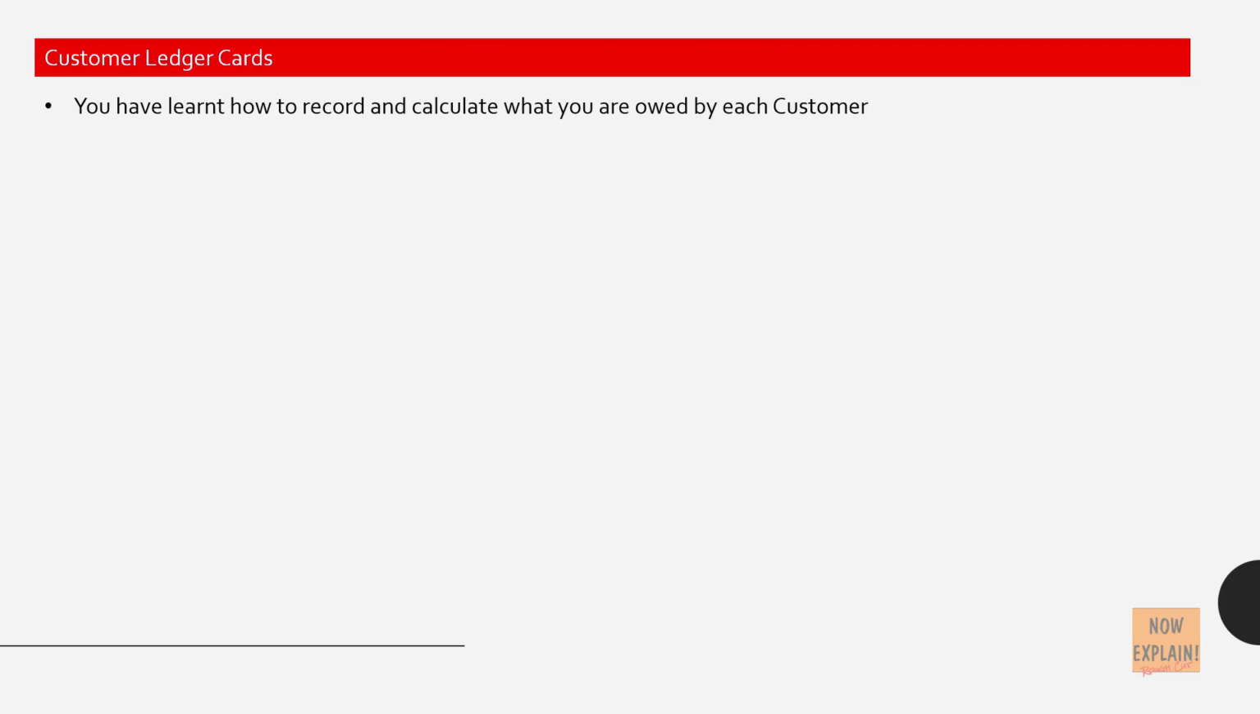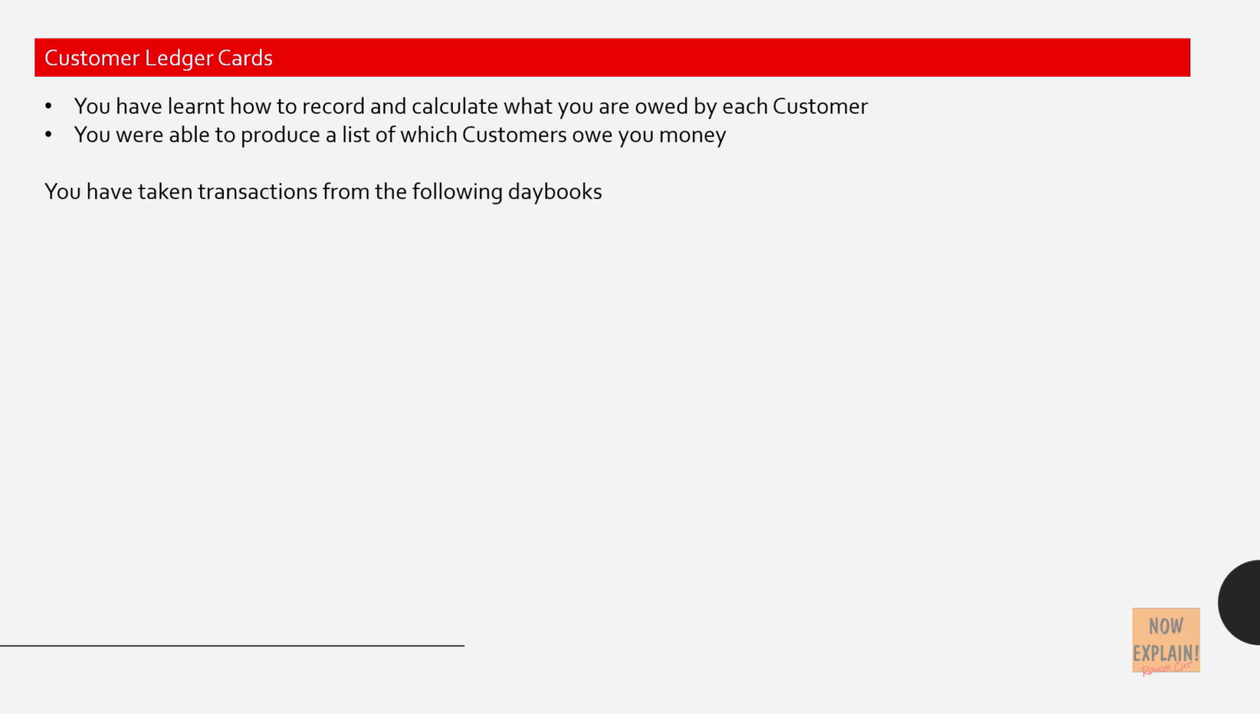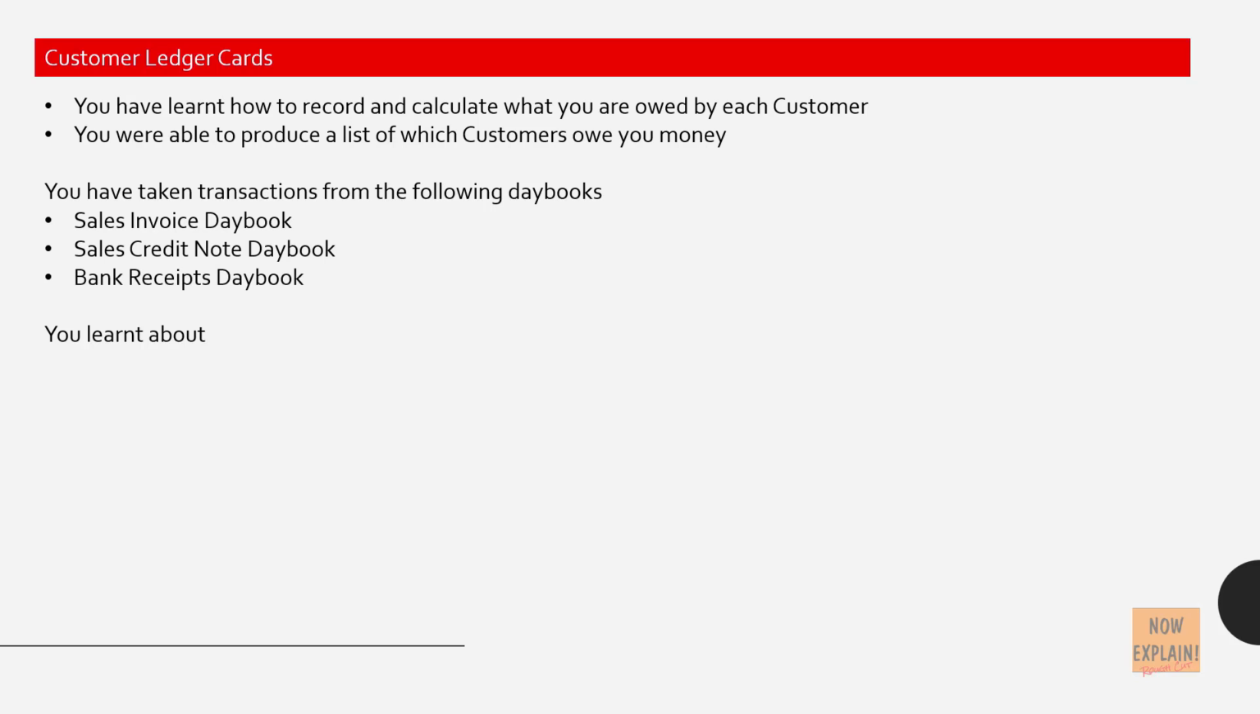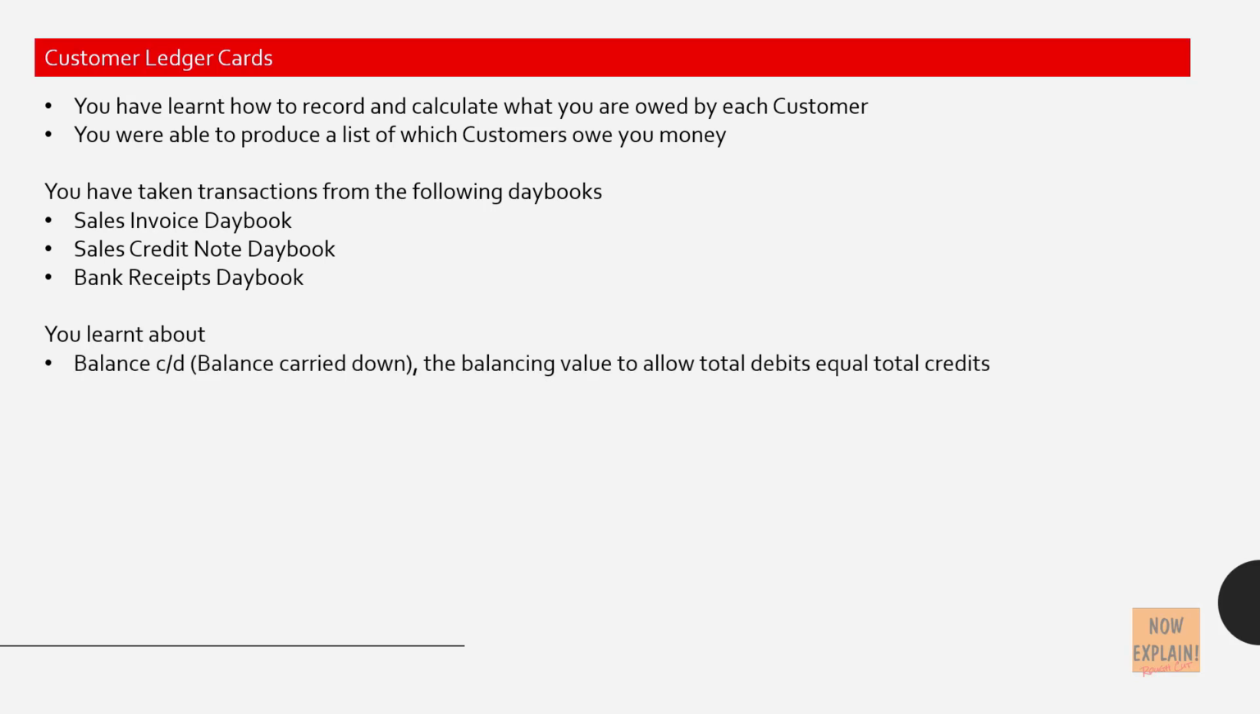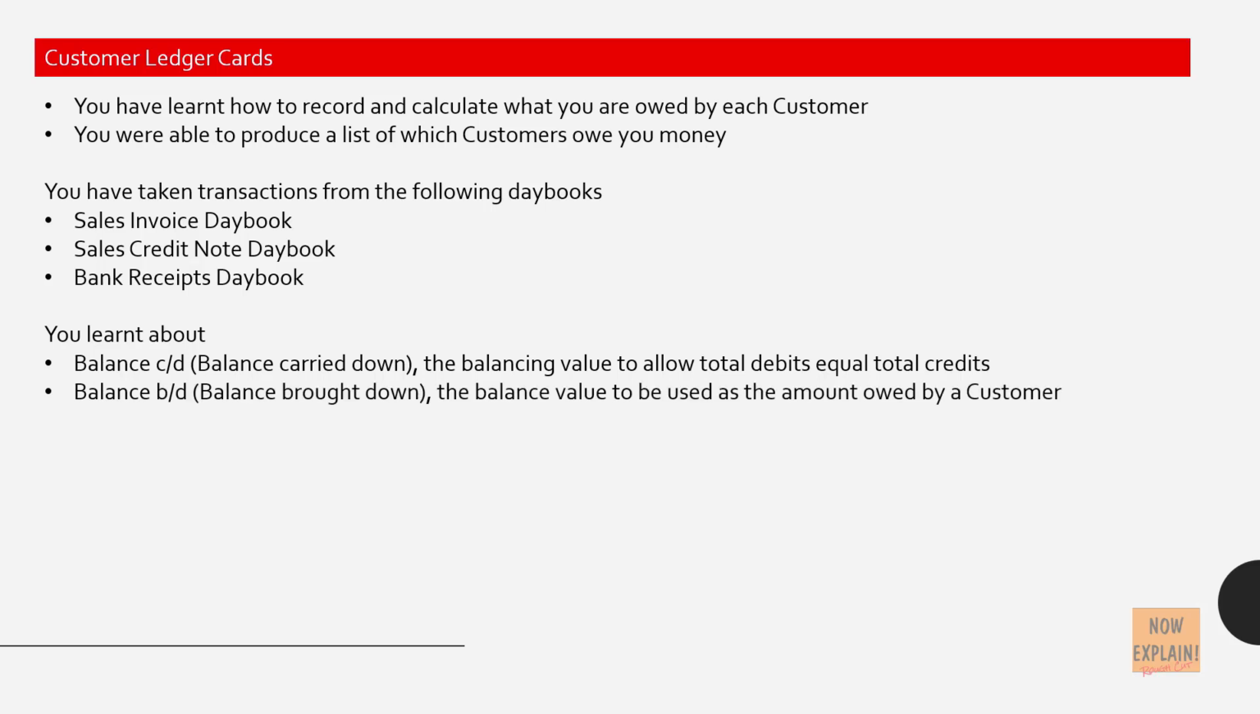You've learned how to record and calculate what you are owed by each customer. You were able to produce a list of which customers owe you money. You have taken transactions from the following daybooks: Sales Invoice Daybook, Sales Credit Note Daybook, Bank Receipts Daybook. You learned about the balance CD, balance carried down, the balancing value to allow total debits equal total credits, and the balance BD, balance brought down, the balance value to be used as the amount owed by a customer.